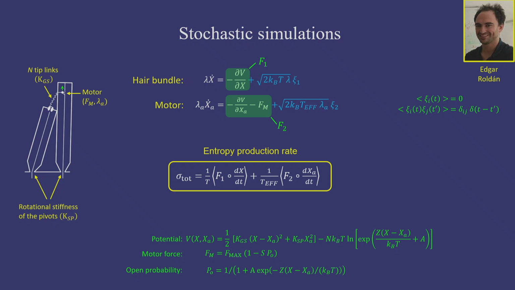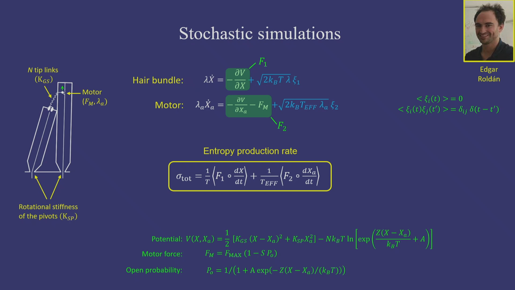Now, the system is stochastic. There is noise in the system, so there are noise terms on the right-hand side. The first noise term obeys the fluctuation dissipation theorem. The second does not, because it comes from the stochasticity of motor binding and unbinding to the actin filaments.